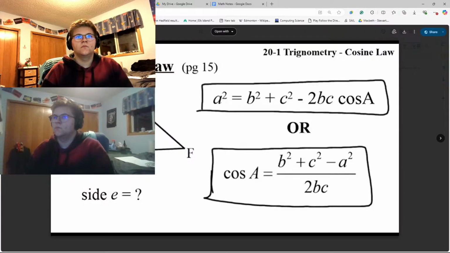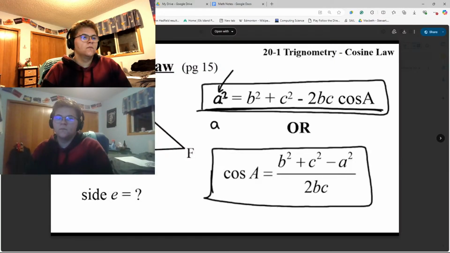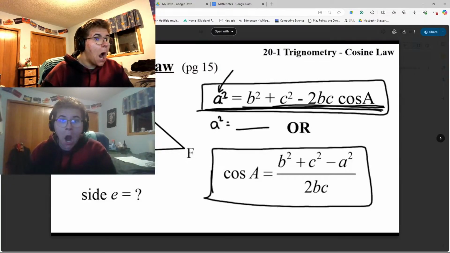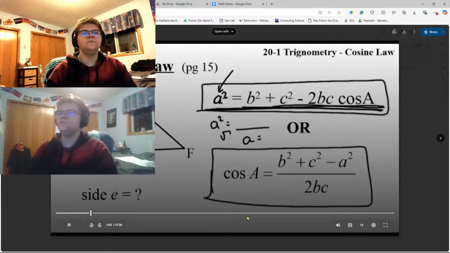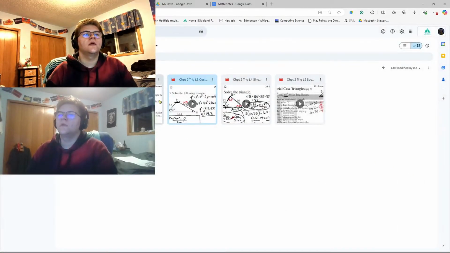Take note that the first formula basically would be used to calculate a side length, lowercase a, if that's the side you're trying to find. And the fact that it's a squared, eventually you're going to have a squared equal to some bit of information. Note that every time you're finding a side length, the last step will always be to square root to get a by itself.